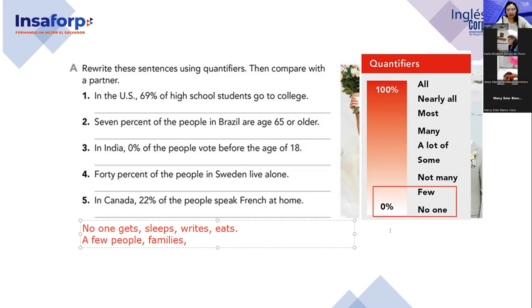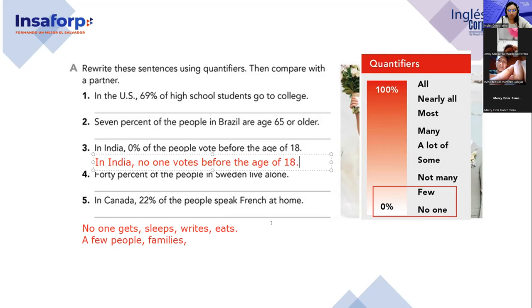And that's it. Entonces, de acuerdo a eso, vamos a buscar el número 3. ¿Qué porcentaje es 0%? No one. Entonces, pongamos esa información sobre India. Podemos decir en India, ¿qué pasa en India? Decimos no one. Busquen el verbo en la oración. ¿Cuál es el verbo? Boat. ¿Será que lo dijo como bow or boat? Boats. Muy bien. Boats before the age of 18.